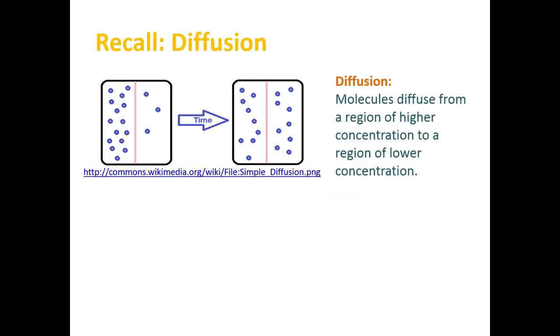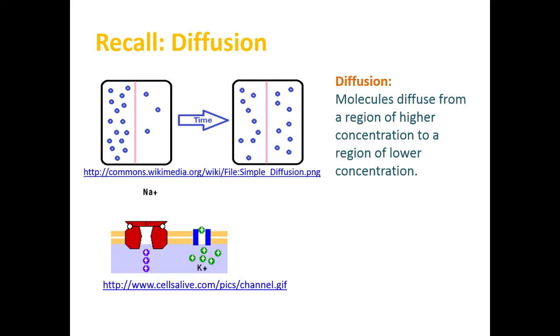Let's recall diffusion. Diffusion is the movement of molecules from a region of higher concentration to a region of lower concentration. Because of the mainly hydrophobic nature of the cell membrane, ions need to use transporters such as ion channels and carrier proteins to move in and out of the cell.